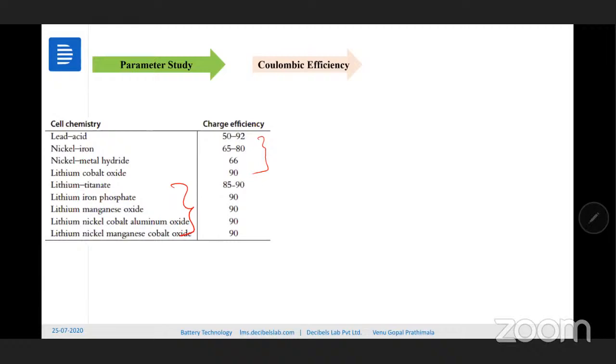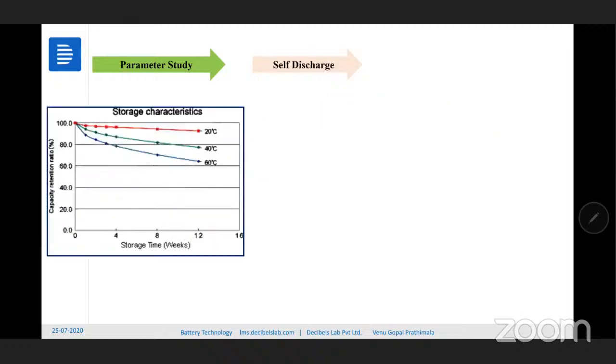So we have to select a cell that has good charge and discharge efficiencies. Here it is named Coulombic efficiency, which can be divided into two types: charge efficiency and discharge efficiency. Again, there are formulas for this, but at this point in time it will be difficult to understand because integrations are involved. We have to take the OCV, open circuit voltage, and current profiles and do all those calculations. So I'm not going in depth about those things, but to give you a clear idea, I just mentioned Coulombic efficiency.